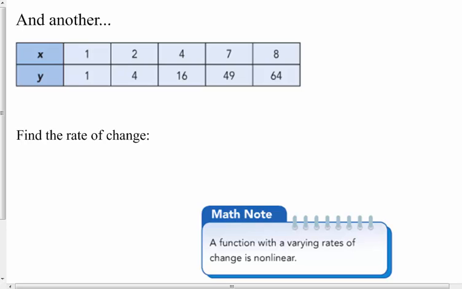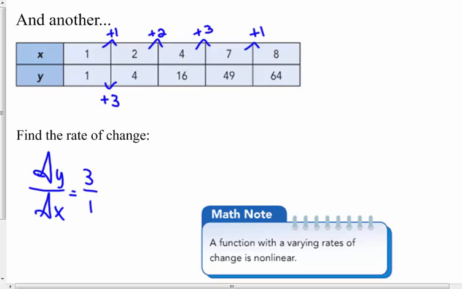And another one. My x is going up by 1, then up by 2, then up by 3, then up by 1. First, my y values are going up by 3, so my delta y over delta x starts off at 3 over 1. Then 12 over 2, well, that does not equal 3 over 1. That's 6 over 1. It does not equal 33 over 3. That's 11 to 1. So they are not the same ratio. And this one's 15 to 1.